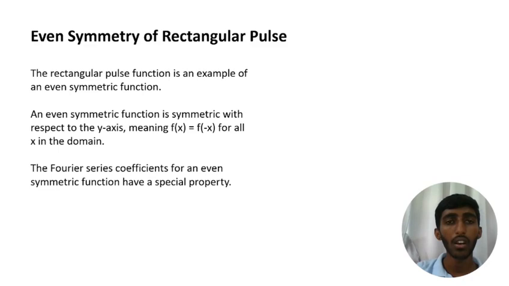Even symmetry of rectangular pulse. The rectangular pulse function is an example of an even symmetric function. An even symmetric function is symmetric with respect to the y-axis, meaning f of x is equal to f of minus x for all x in the domain. The Fourier series coefficients for an even symmetric function have a special property.